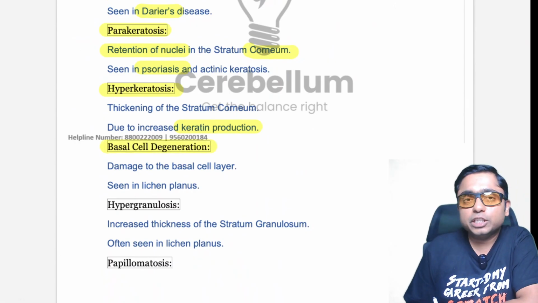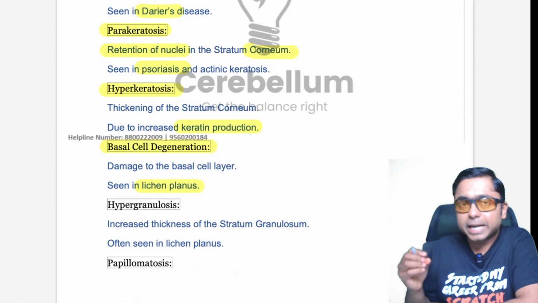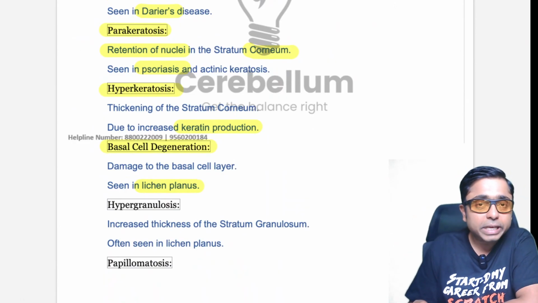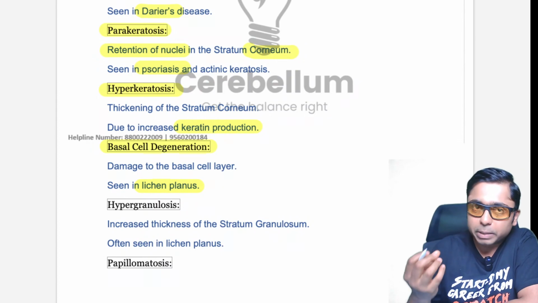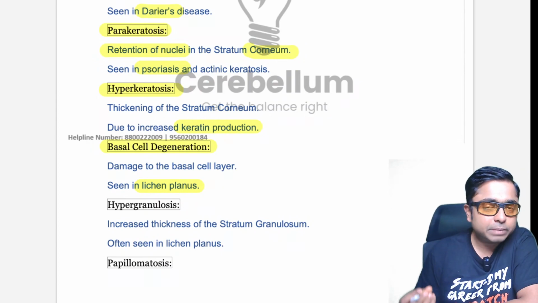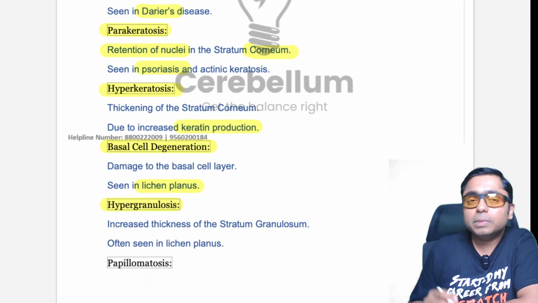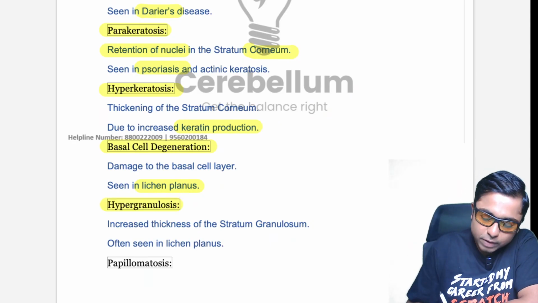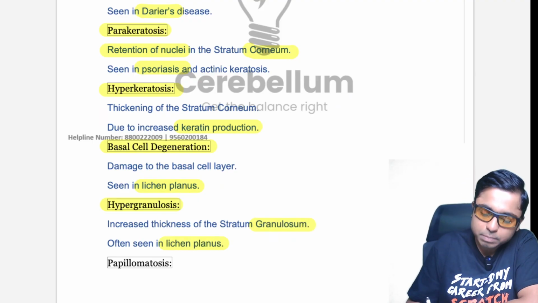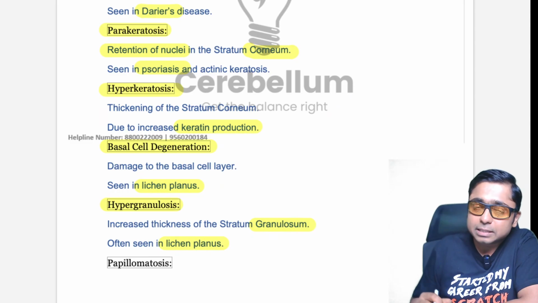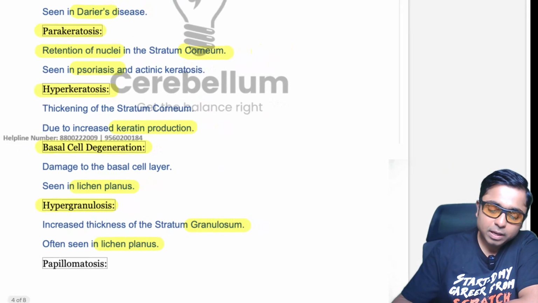Basal cell degeneration, remember this term is used in the case of lichen planus, where there is going to be damage of the stratum basale layer because of the band-like lymphocytic infiltration present in the dermoepidermal junction or basement membrane zone in patients of lichen planus. Hypergranulosis, remember this is again seen in lichen planus, and this is described as a thickening of the stratum granulosum layer, and in lichen planus it is precisely called wedge-shaped hypergranulosis.